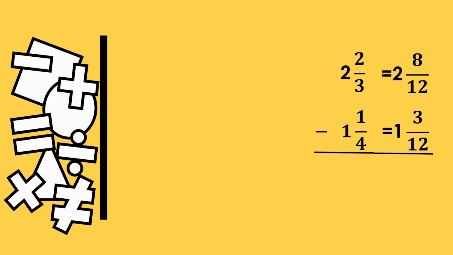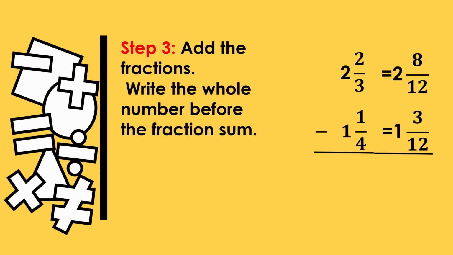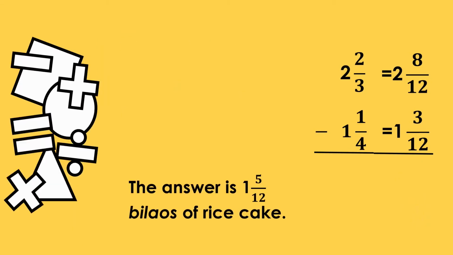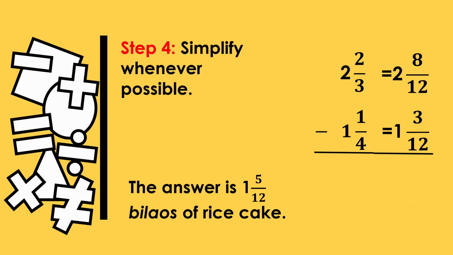Step 3, subtract the whole numbers. Subtract the numerator and copy the common denominator. 2 minus 1 equals 1. 8 minus 3 equals 5. Copy the denominator 12. The answer is 1 5/12. Step 4. Simplify whenever possible. The answer is already in its simplest form. The answer is 1 5/12 bilaos of rice cake.